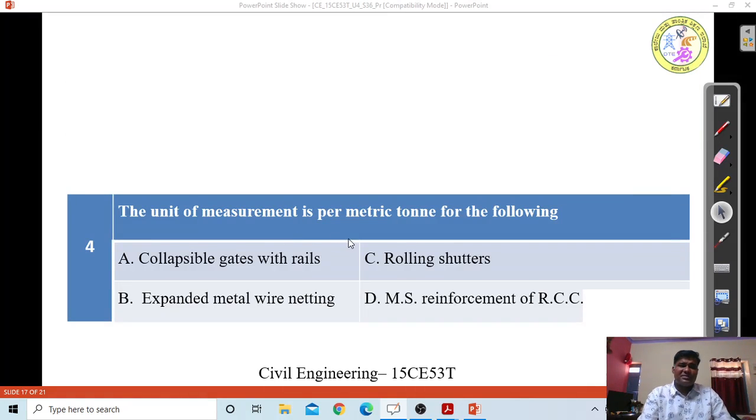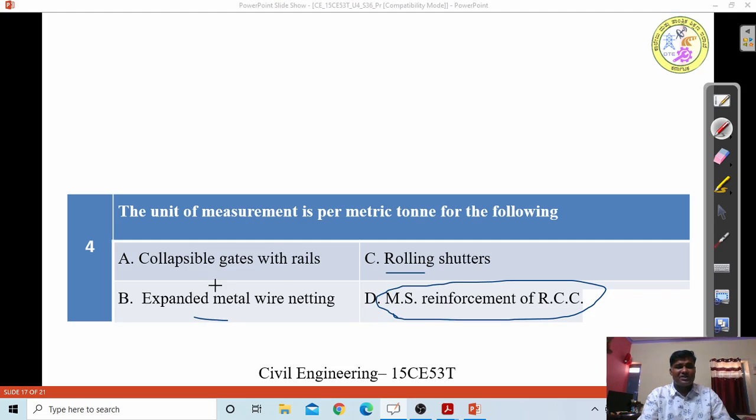The unit of measurement is per metric ton for the following: either A, collapsible gates with rails, B, rolling shutters, C, expanded metal wire netting, or D, mild steel reinforcement of RCC. The right answer is MS reinforcement for RCC. The steel is always measured in kgs or tons. The others are measured in square meters.